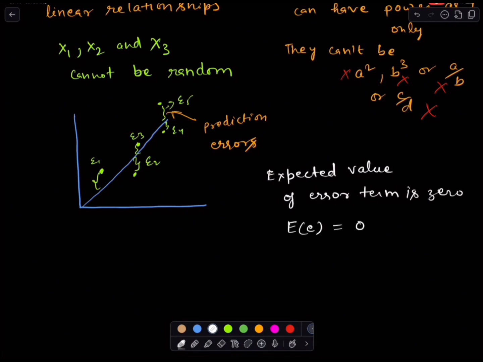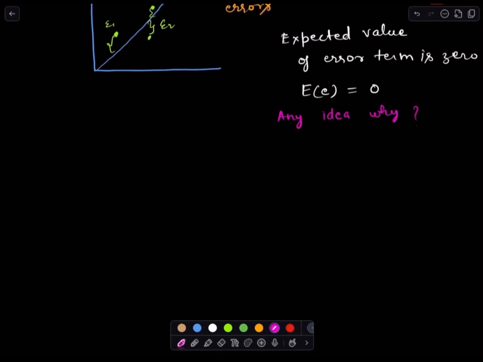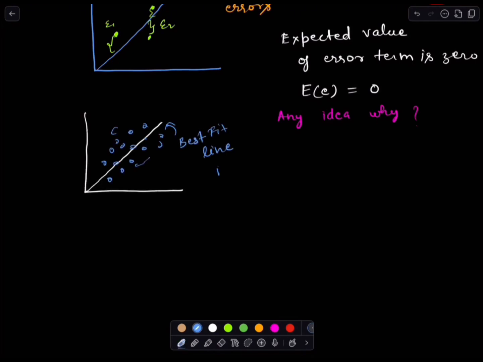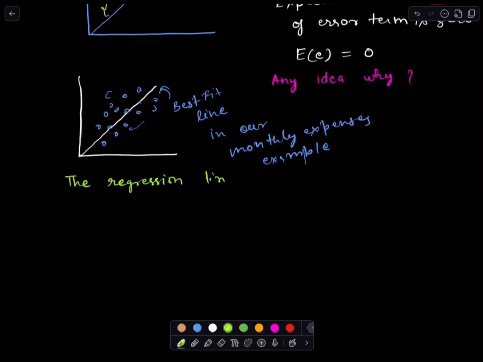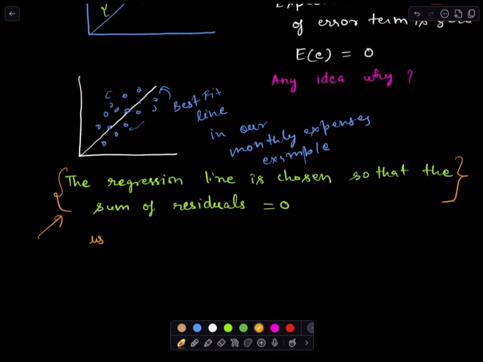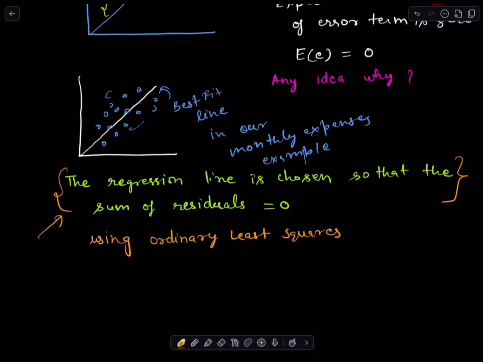Any idea why? The regression line is chosen using ordinary least squares, OLS, so that the sum of residuals equals 0. And that means the positive errors and negative errors cancel out. On average, the regression line is centered through the data.